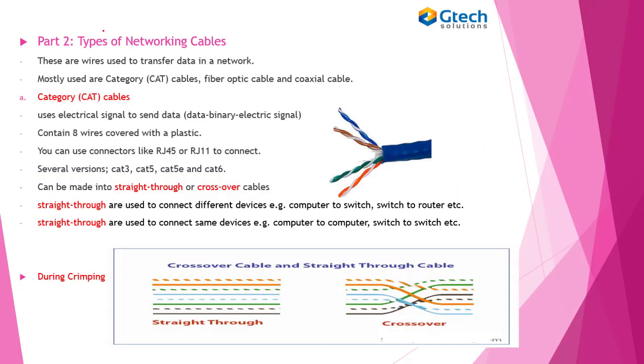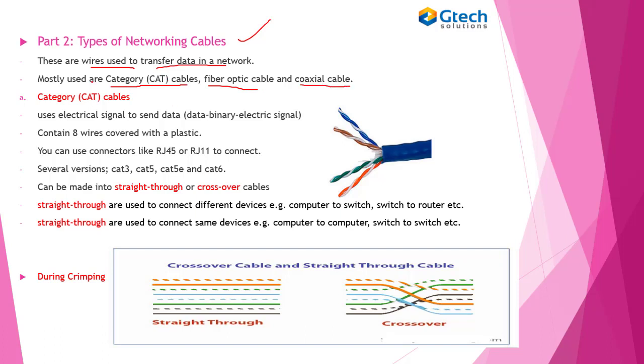Oh, this is part 2. In part 2 of our class, we are going to look at types of networking cables. Cables are just wires to transfer data in a network. The mostly used cables are category cables, which are popularly known as cat cables, fiber optic cables, and coaxial cables.